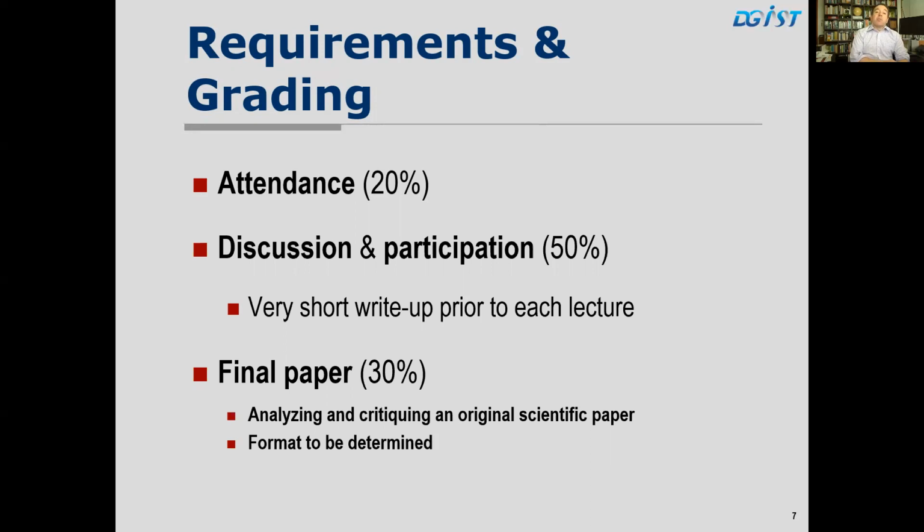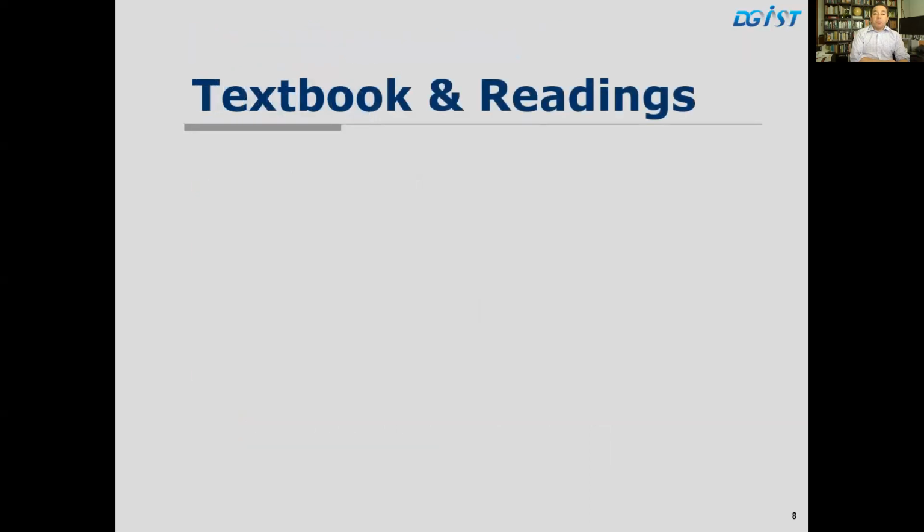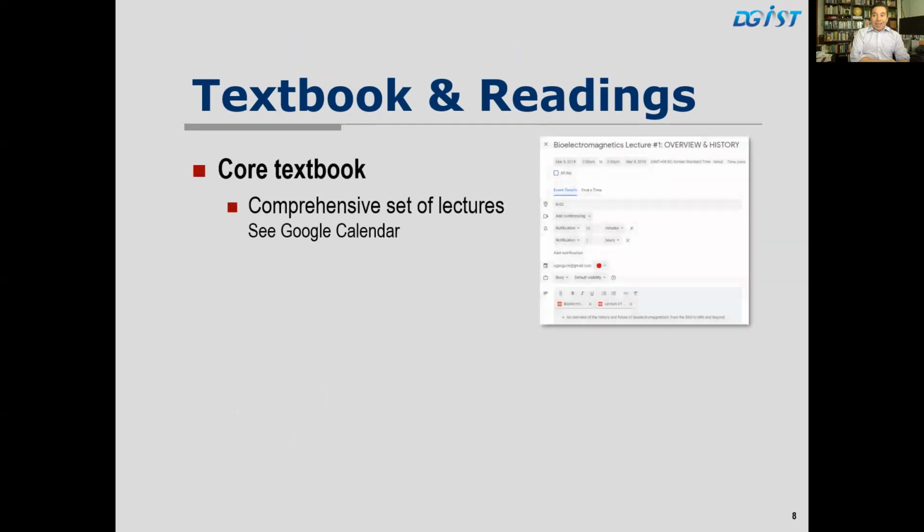original scientific paper in the bioelectromagnetics field. The format will be determined, but it's roughly 5 pages, not a very long paper. And we'll discuss that later in the course. So as far as readings, the core textbook is a comprehensive set of lectures, and you can see that in the Google Calendar. So here would be lecture 1 in your Google Calendar, and you can basically just click on the PDF and the lectures will be available in that form. We will also share, either by YouTube or some other platform, these online lectures.